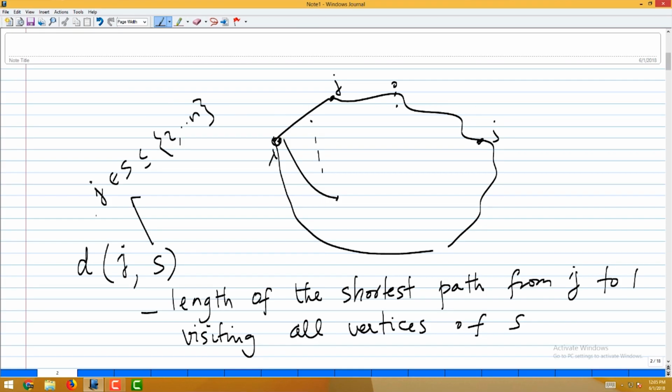Suppose S is a singleton set {j}. Then S is not empty, because I want j to be in S. If S is a singleton set, then what is this number? Just read what it is saying: the length of the shortest path from j to 1 visiting all vertices of S, but S contains only j. So I have visited it. What is that length? It is d_j1, the length of the direct edge j to 1.